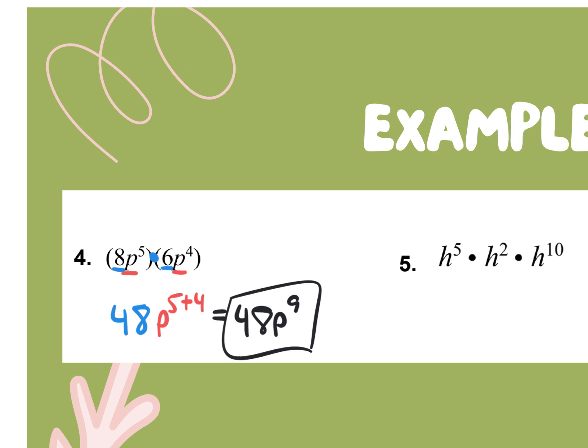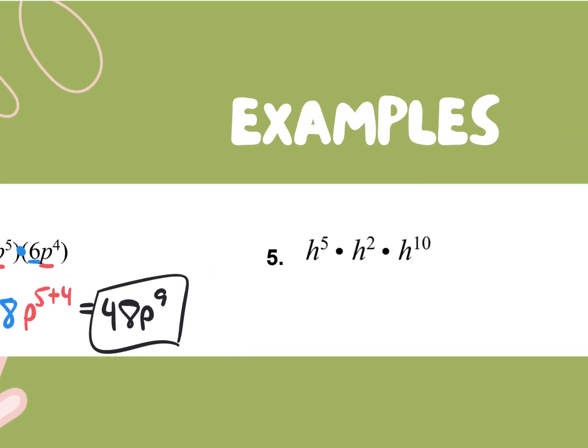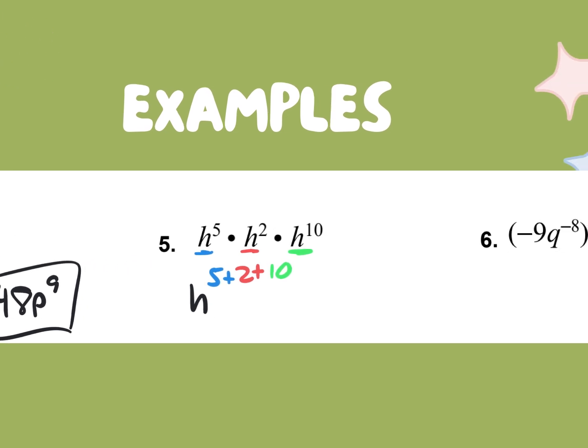Now you can do the exact same thing if you have multiple factors with the same base. I have an h to the 5th, h to the 2nd, and an h to the 10th. So it's going to become h to the 5 plus 2 plus 10. Add all of these together. 5 plus 2 is 7, and 7 plus 10 is 17. So this is going to get you h to the 17th power.